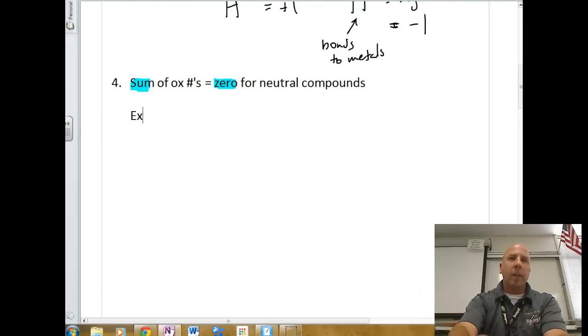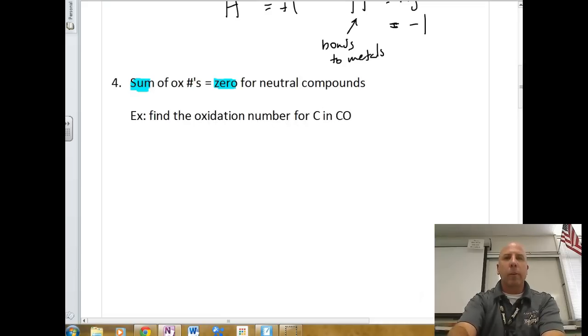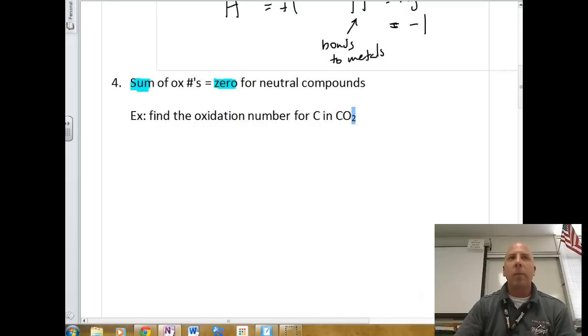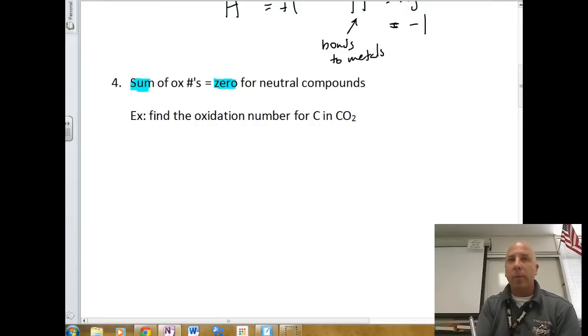Let's say an example of... so we want to find the oxidation number for carbon in the CO2 molecule. Okay, so as we said, the sum of the oxidation numbers is going to be 0. So what we're going to do is set this equal to 0 because the sum is going to be equal to 0.